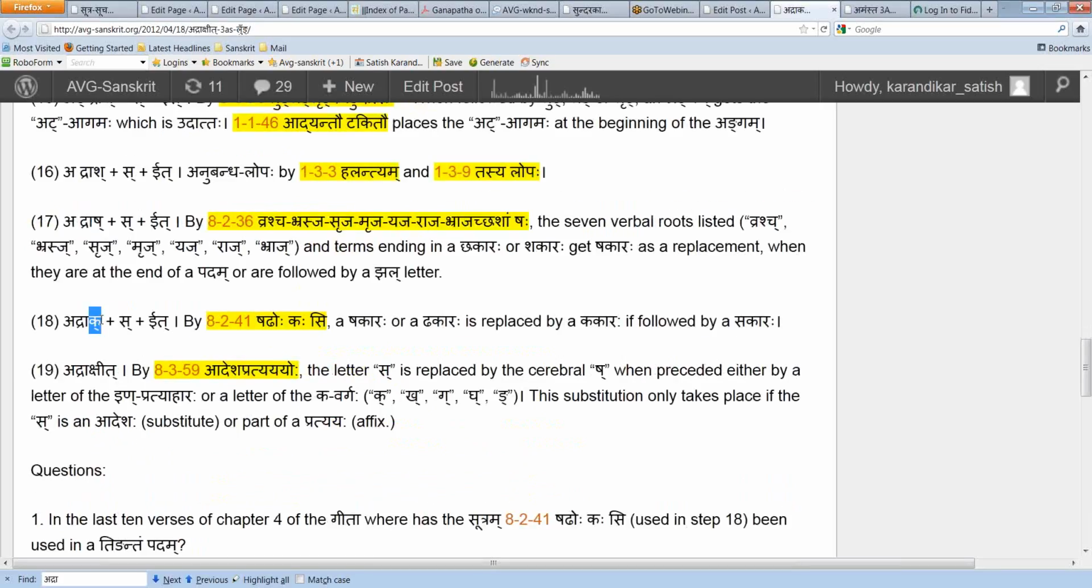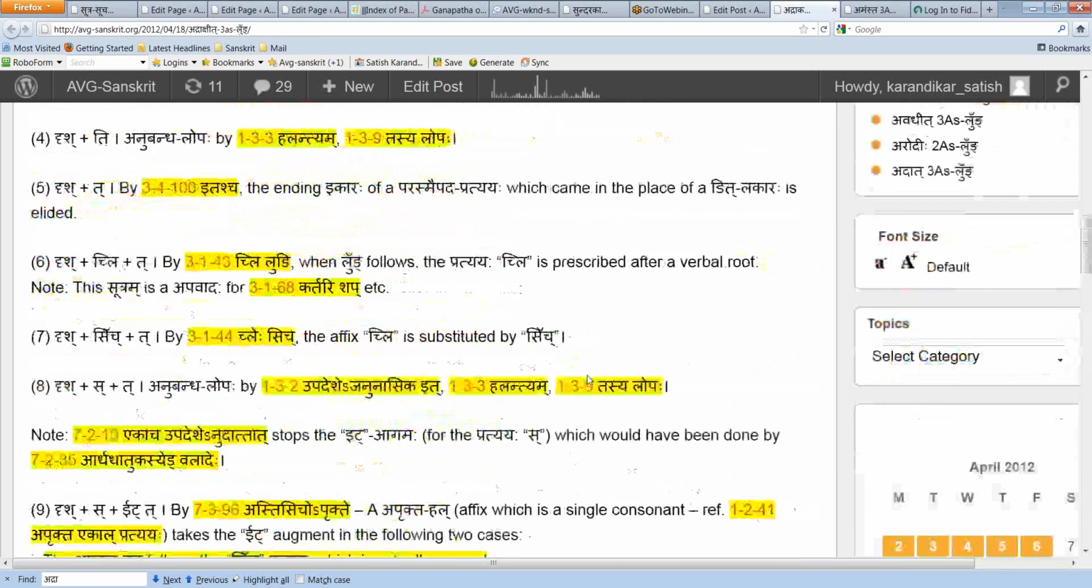So if you have a murdhanya shakara or a dhakara followed by a sakara, that takes a kakara adesha. That murdhanya shakara or dhakara takes a kakara adesha followed by sakara. And then we finally get adrakshit by adesha pratyayayoh, because we have a kavarga kakara preceding the sakara of sich. So one more time, we had this dhatu drish.